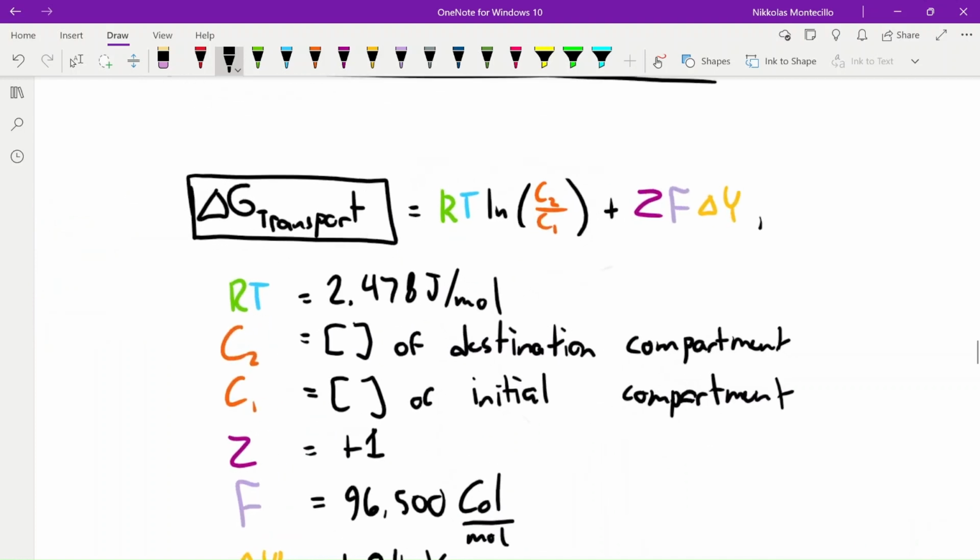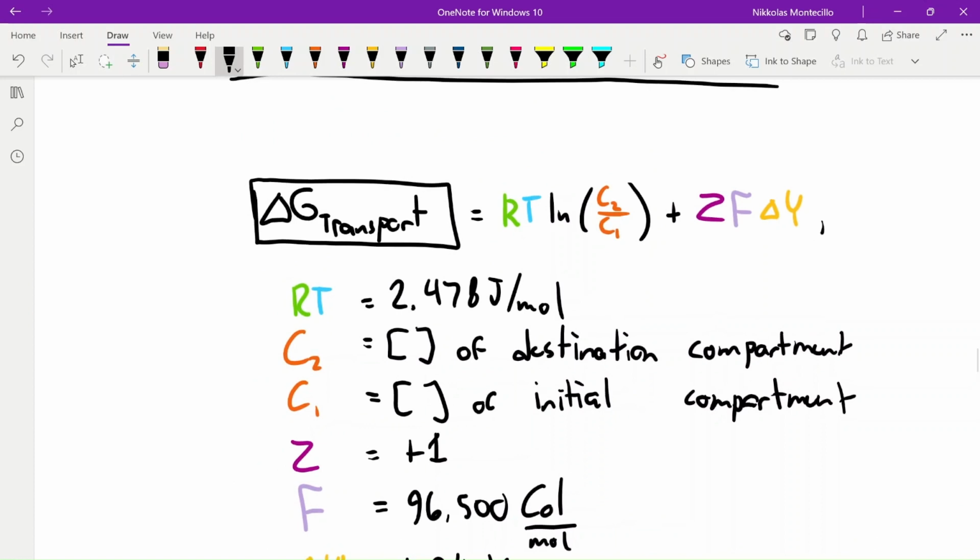And these are all the values that I represented here before. R is the gas constant, T is the temperature, represented in Kelvin, which is 298 Kelvin. So R times T gets you 2,478 joules. C2 is the concentration of the destination compartment, and C1 is the concentration of the initial compartment.